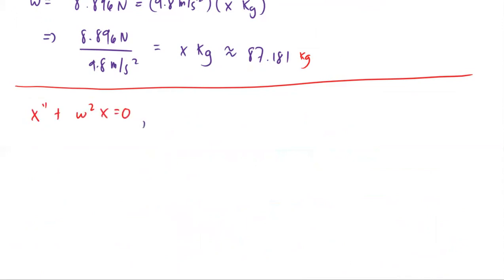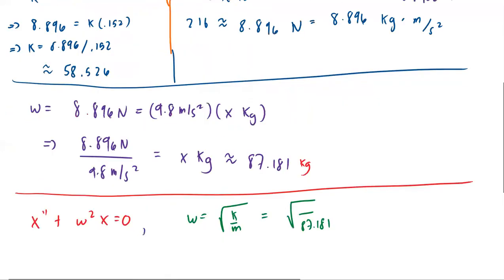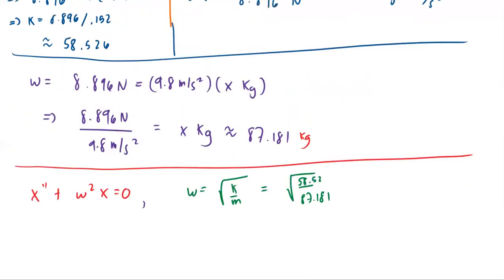Where w is the square root of k over m. So in our case, this is the square root of, so on the bottom is 87.181. On the top, we have 58.526. And this, I'm going to leave it like that, right? So it's actually exciting. I don't want to approximate anymore for now. But this is some number, right? Okay.